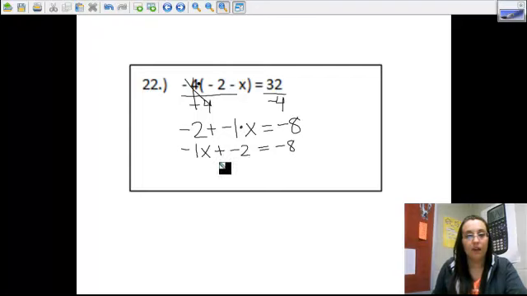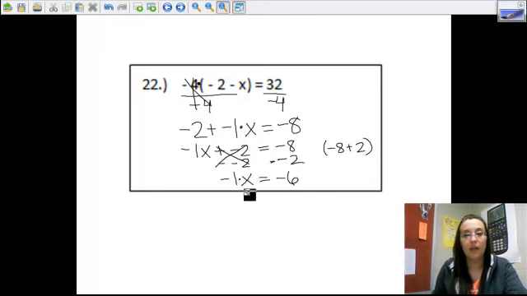So I want to get rid of the negative 2, so I'm going to minus negative 2 from each side. Oops. So this is canceled out. I'm left with negative 1 times x equals negative 8 minus negative 2, which, remember, is the same as negative 8 plus a positive 2. Just add the opposite. So negative 8 plus a positive 2 is negative 6. And then my last step will be to divide by negative 1 to give me that x equals negative 6 divided by negative 1, which is positive 6.